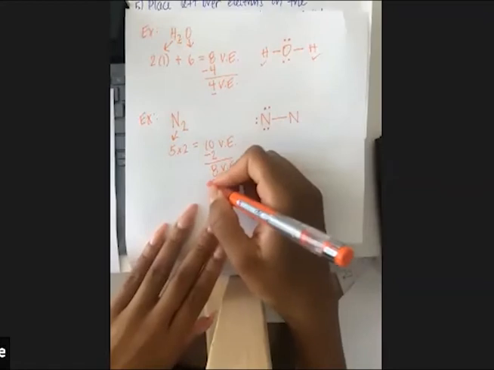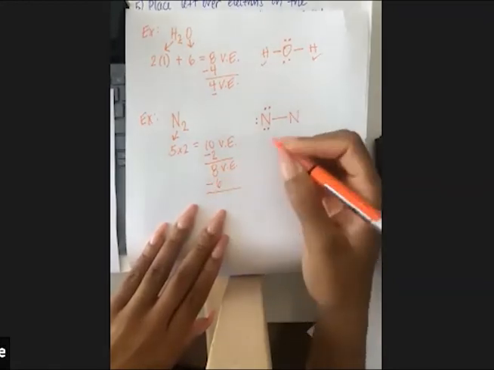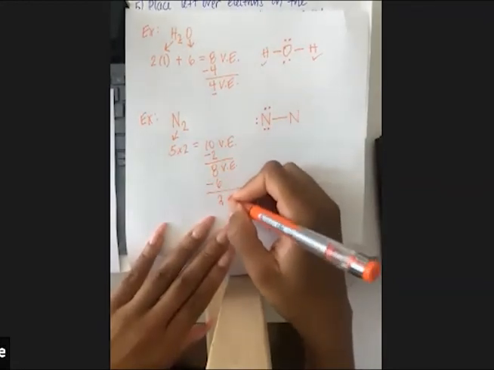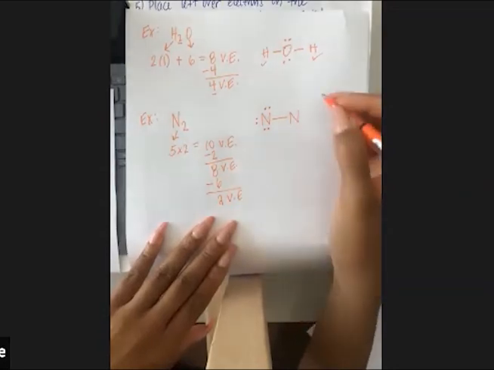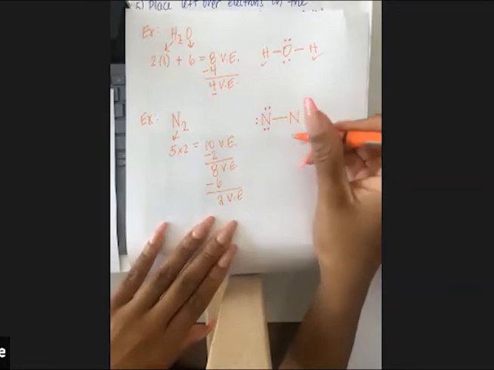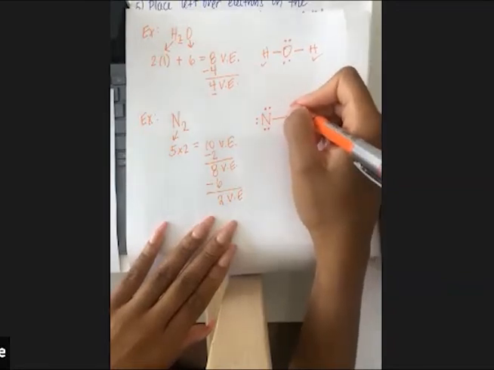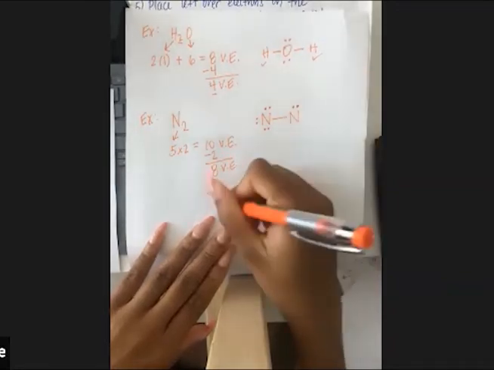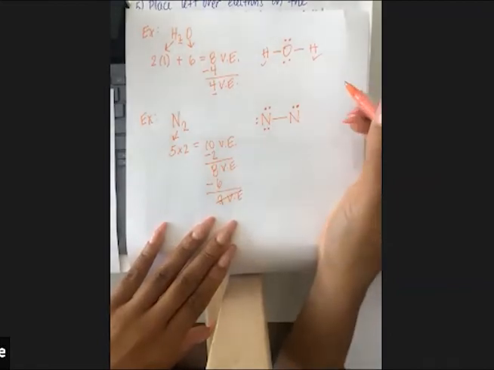1, 2, 3, 4, 5, 6. I subtract those 6, and now I only have 2 left. Step 5 says leftover electrons, put them around the central atom. I'm gonna put those 2 around the central atom. Now I'm out of valence electrons.